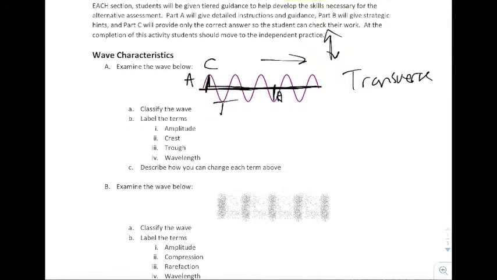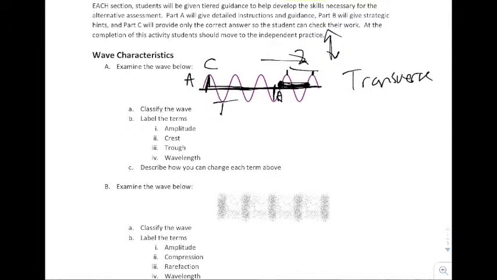And then the wavelength represents the distance between identical points on a wave. So the easiest thing to do is say crest to crest. That represents one wavelength. But you should also be able to identify it in the middle of a wave to the middle of another wave. So this right here represents one wavelength as well. Okay, and describe how you can change each of the terms above.